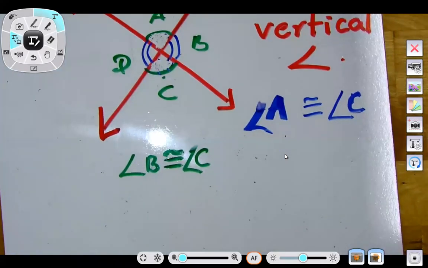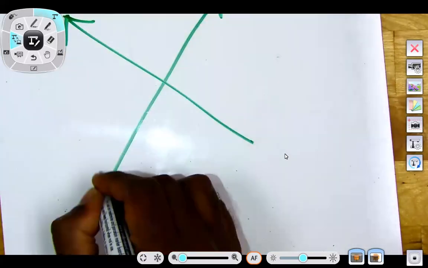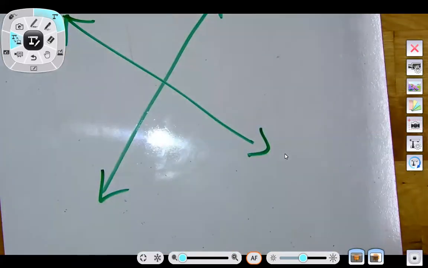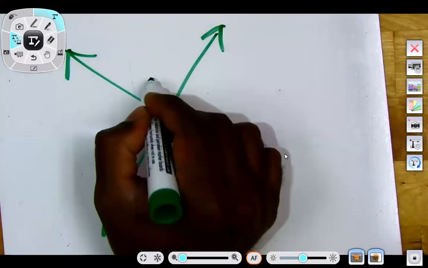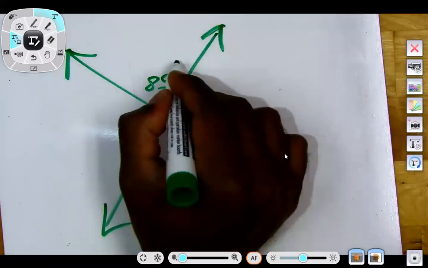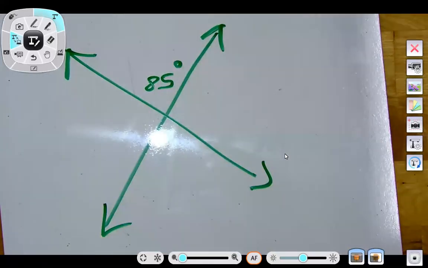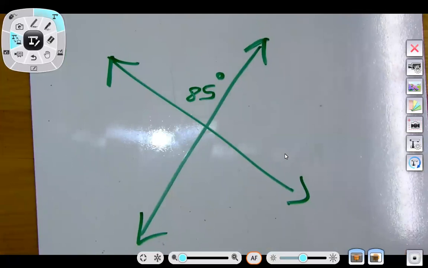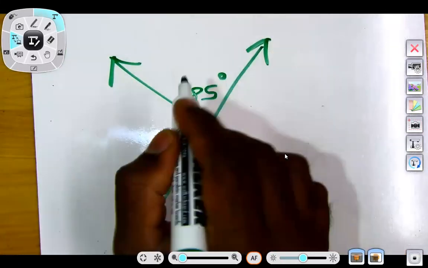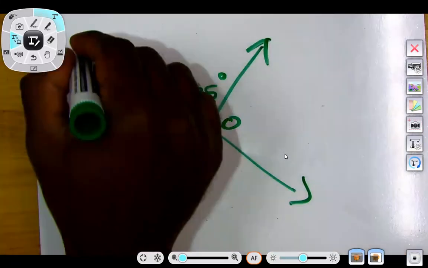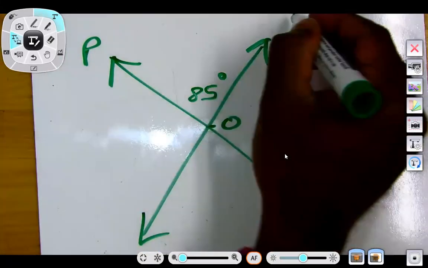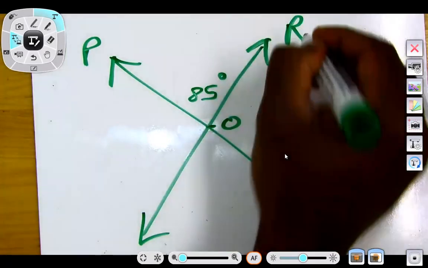So let's say you have two lines intersecting, and this one is 85 degrees. Degree is the little bubble in there. Let's say the intersection point is O, and the points are P, Q, R, S.